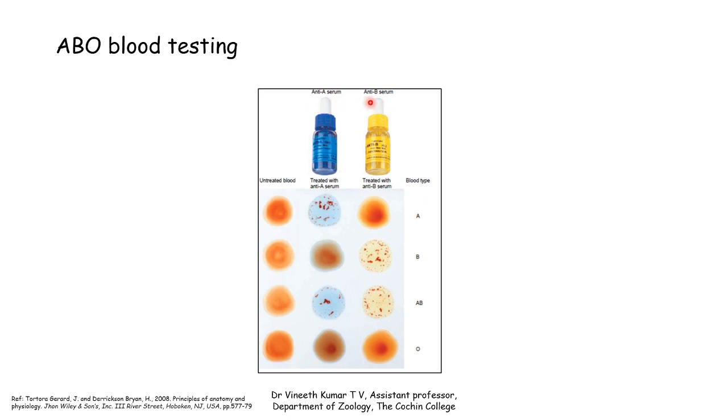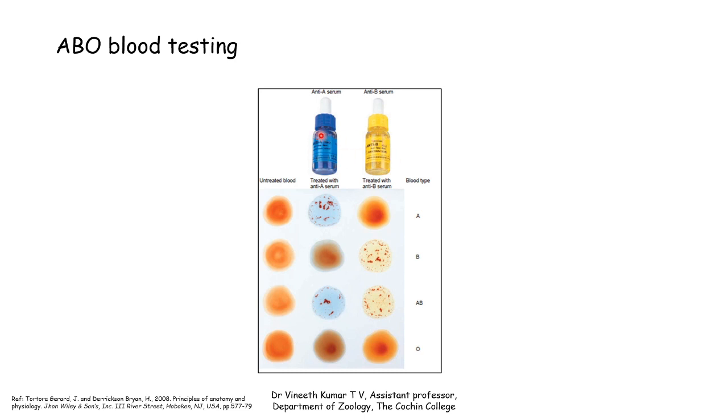You have the anti-B serum, and in routine testing, you will have one more bottle for Rh, to check whether the blood group is Rh positive or not. But in this case, they have given only A and B, to show how A and B blood groups are identified using these pre-made anti-sera. So this is the anti-A, and this one is anti-B.